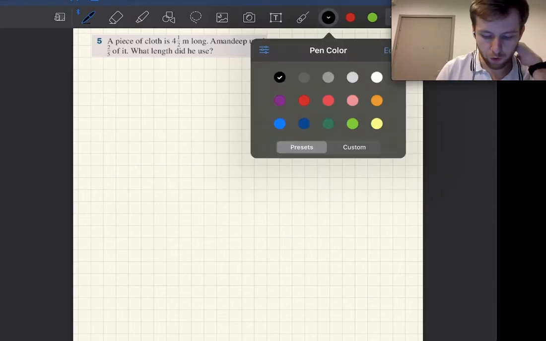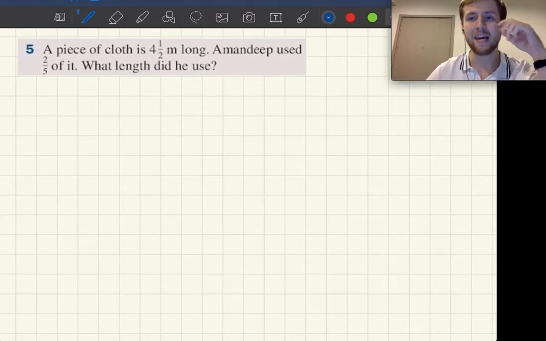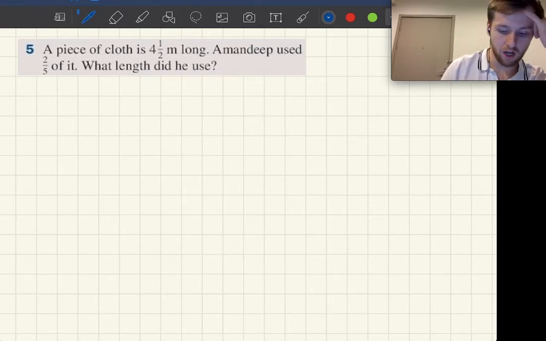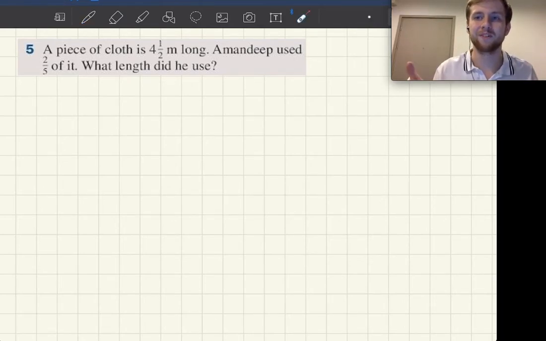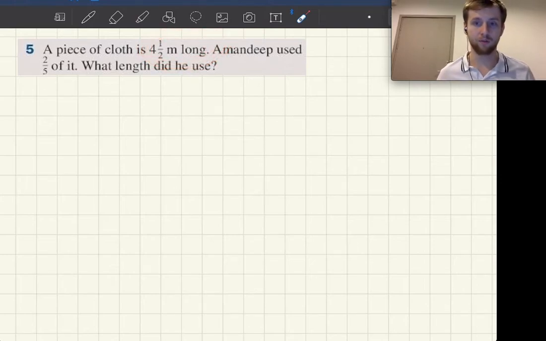Amandeep used 2/5. It's very important to be able to read word problems properly, because they're not so much about maths as they are about understanding English in this case. You have to figure out what they actually want from you in this problem. So we have the piece of cloth which is 4 1/2 meters long.